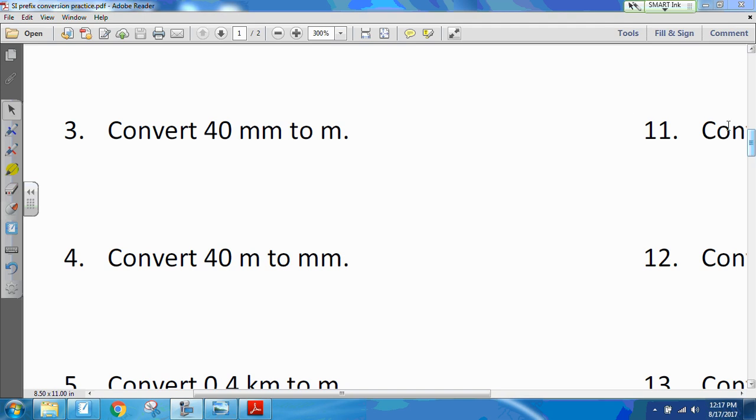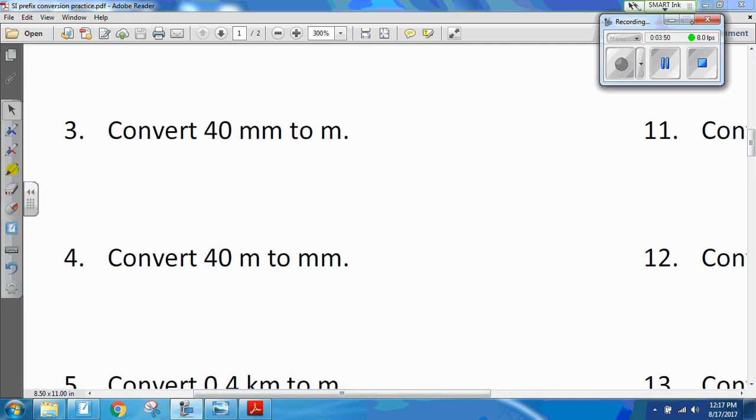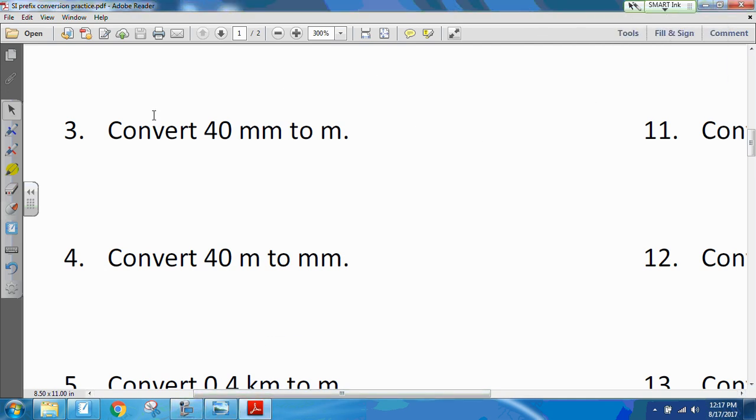All right, so we did from a prefix to a base. Let's do from a base to a prefix. Okay, so we're going to do number 3, which goes from a prefix, which is this milli, to the base, which is meters. So again, we start the same exact way. We write what we have. We have 40 millimeters, and we're going to try to get at the end.